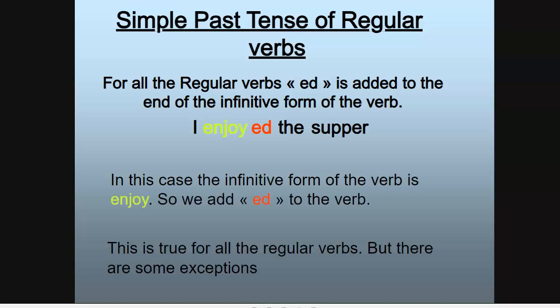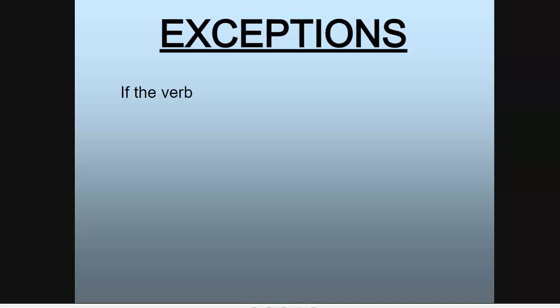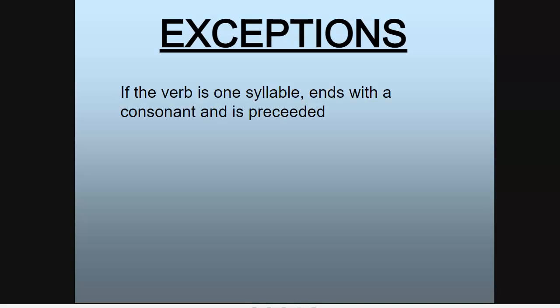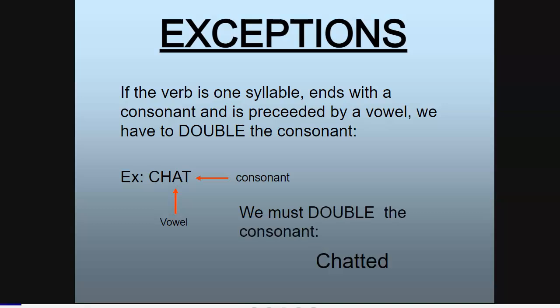So, the simple past tense of regular verbs: for all regular verbs, ed is added to the end of the infinitive form of the verb. For example, I enjoyed the supper. Exceptions: if the verb is one syllable, ends with a consonant, and is preceded by a vowel, we have to double the consonant. For example, chat, we must double the consonant: chatted.